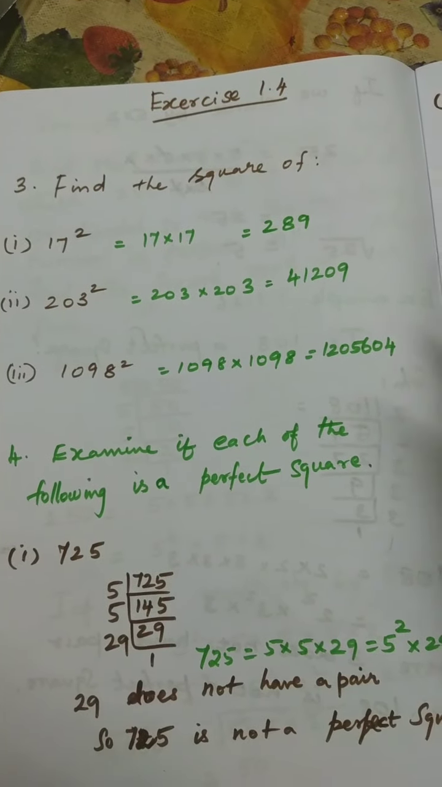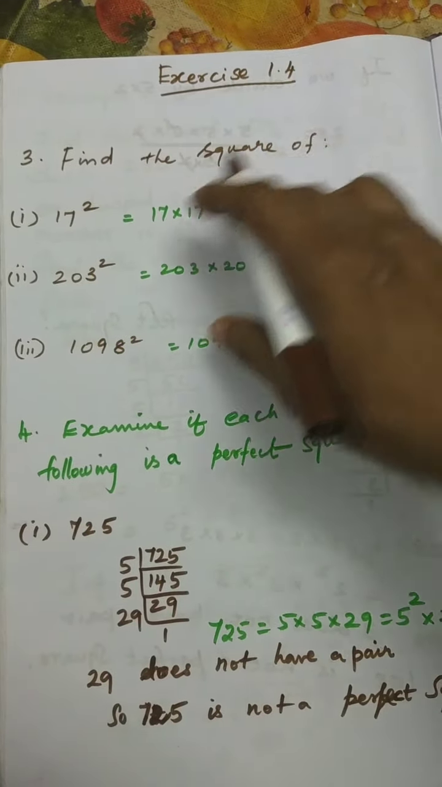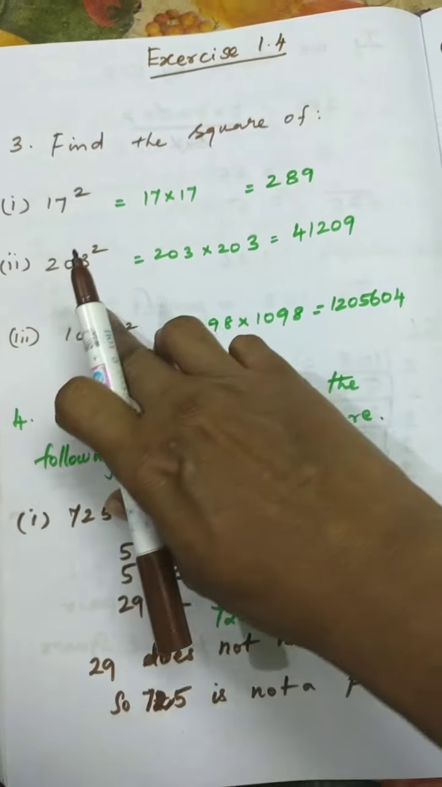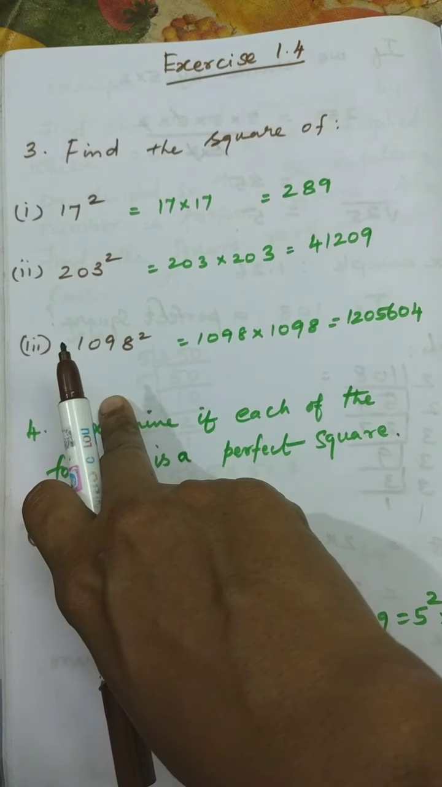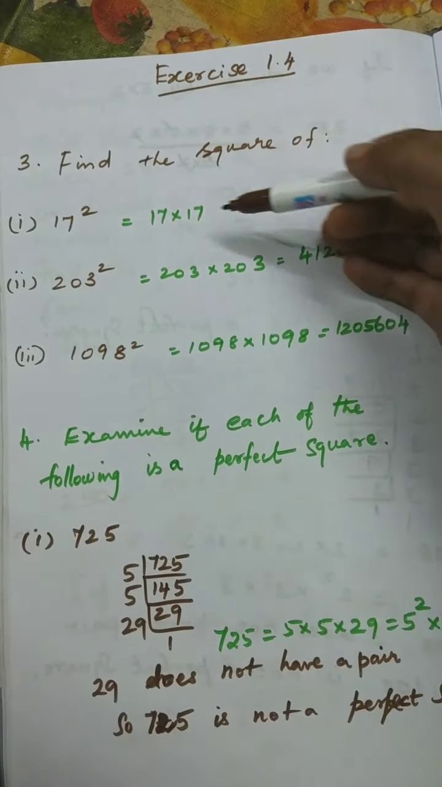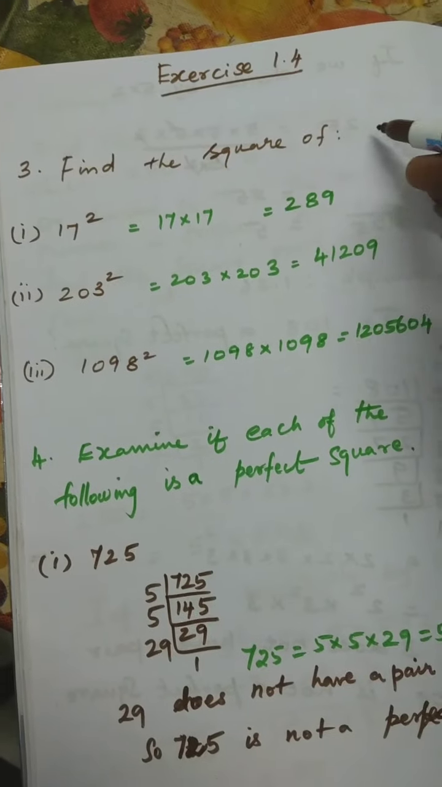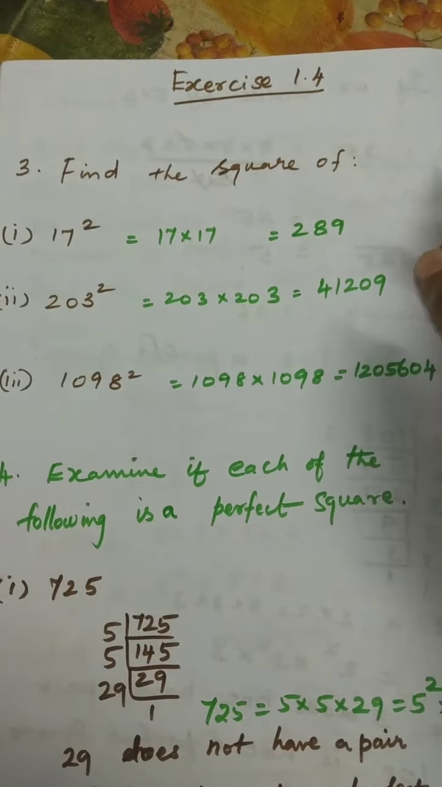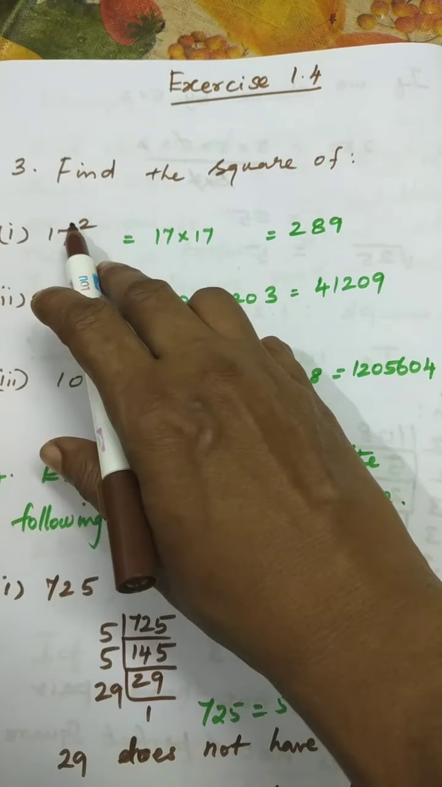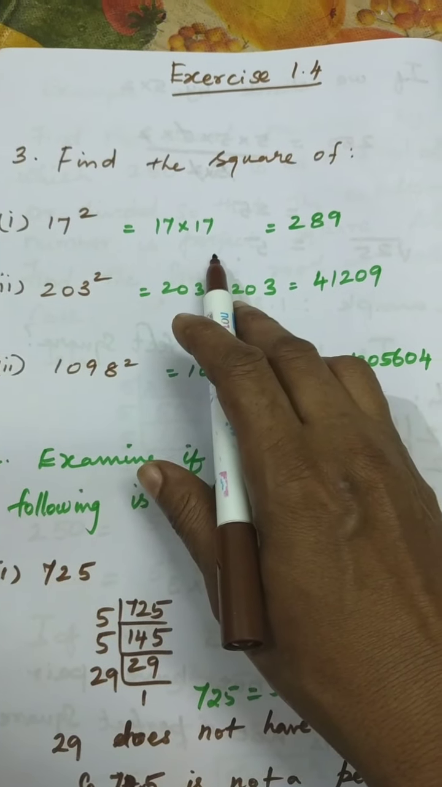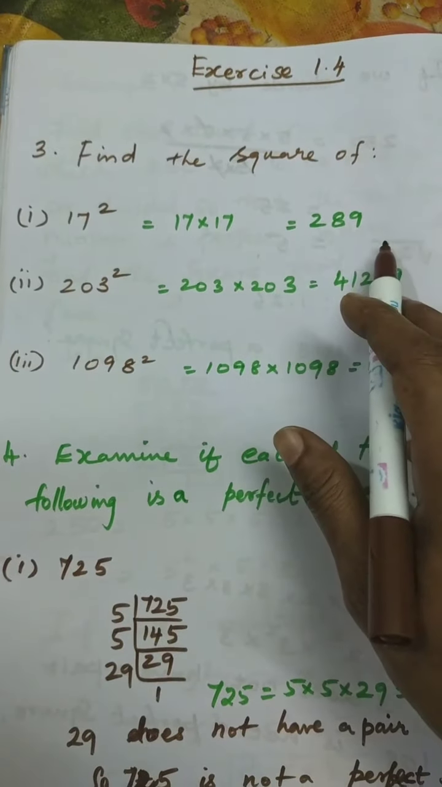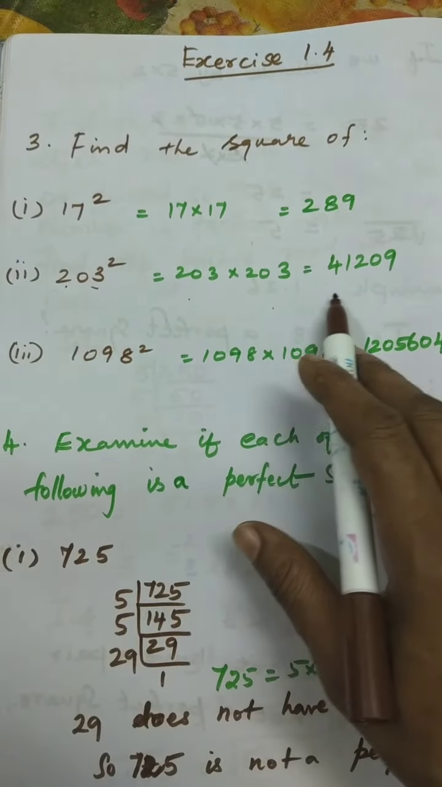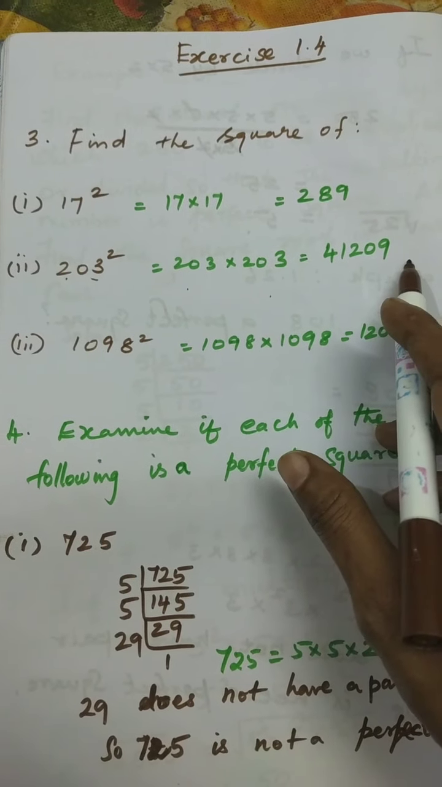Yes. Then exercise 1.4. Find the square of 17, 203 and 1098. Like that they will give. You have to write like this. 17 square is equal to 17 into 17, that is 289. Then 203 square is equal to 203 into 203, that is 41,209.